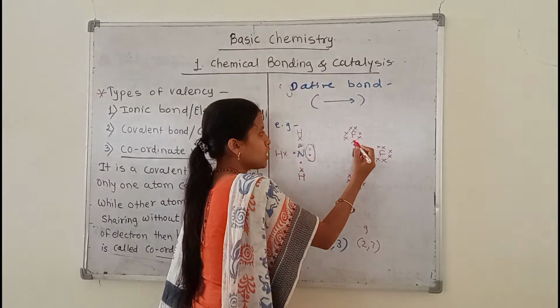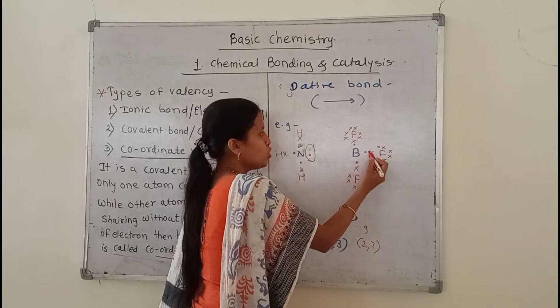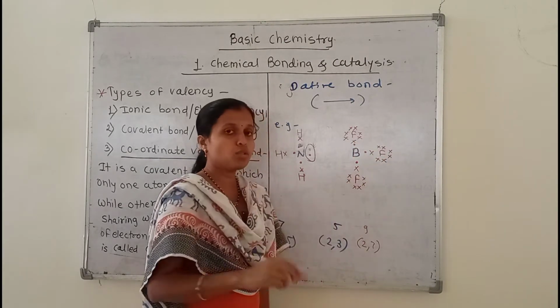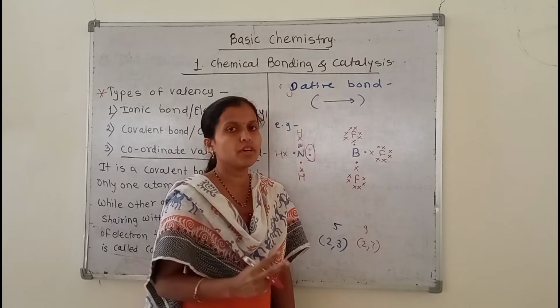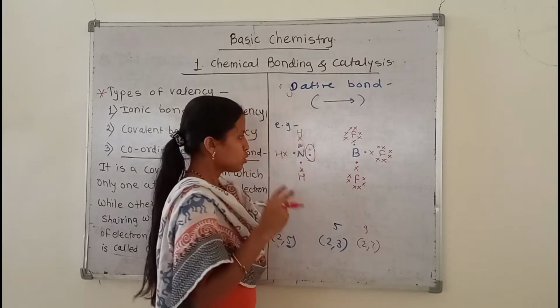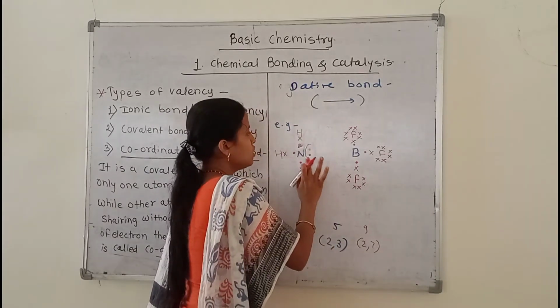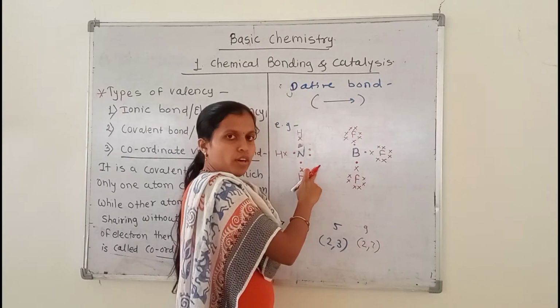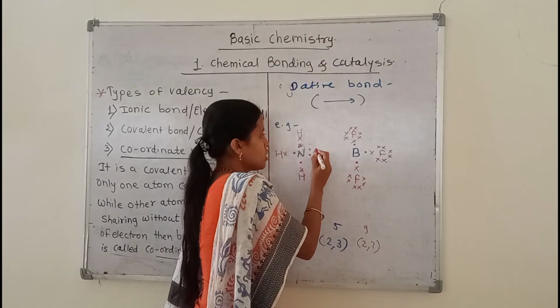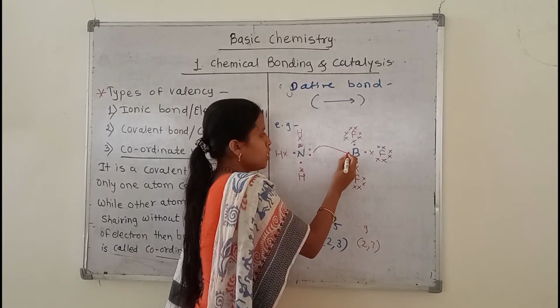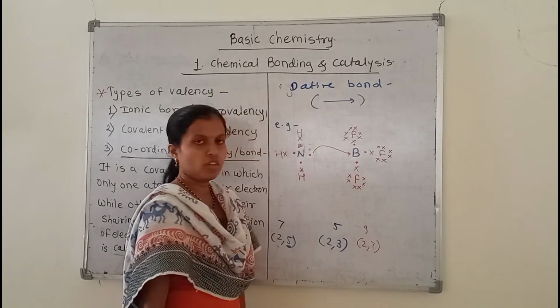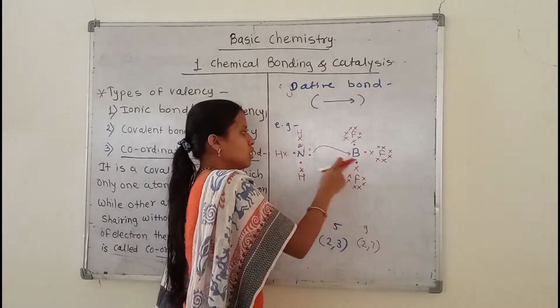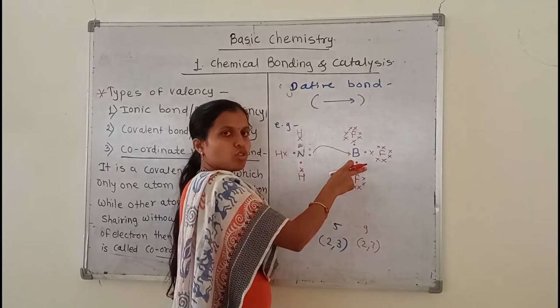Okay, but when the boron is bonded with the fluorine atoms, it still does not complete its octet, because this boron, how many electrons does it have? 1, 2, 3, 4, 5 and 6. The boron atom still requires 2 more electrons to complete its octet. So nitrogen, having 2 non-bonding electrons, can donate them to the boron atom.